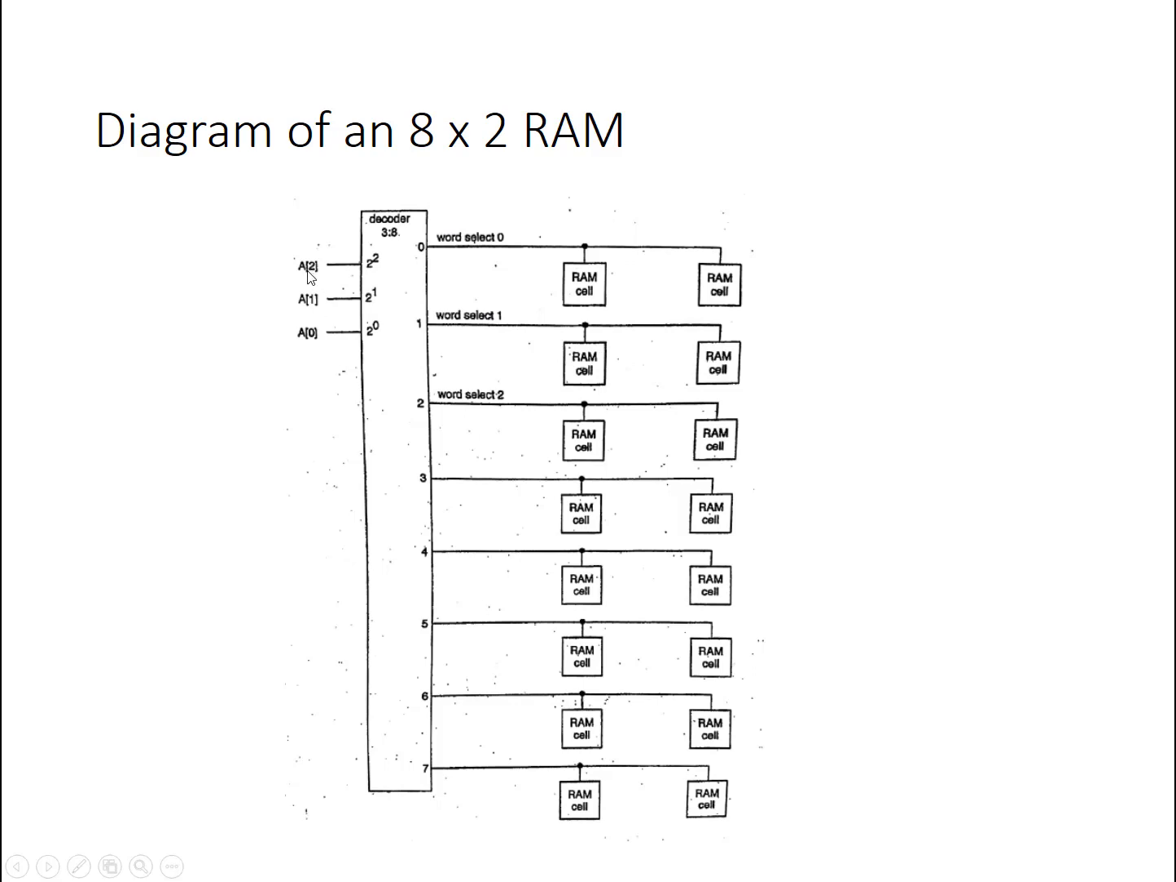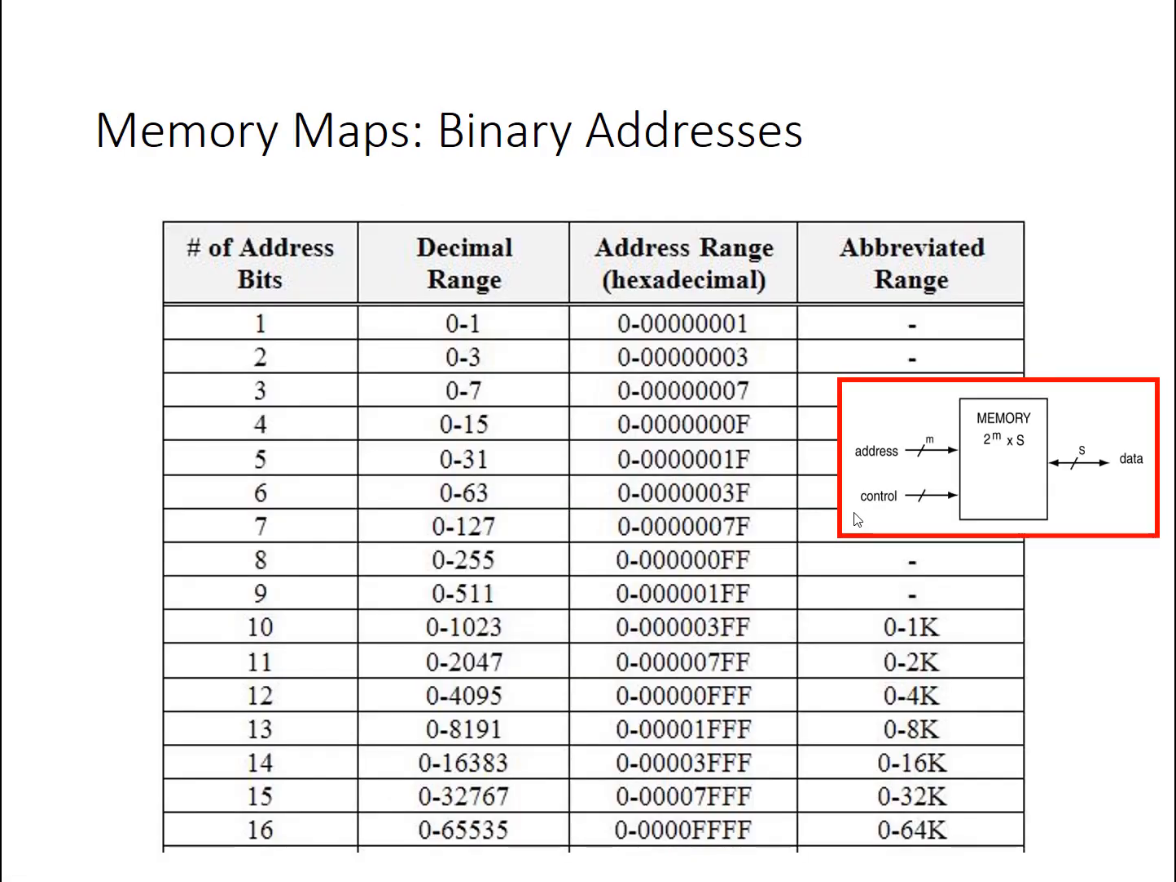So if my address is 2 (010), then I'm going to select this, in this case, the third row to either read or write from these particular RAM cells. Another important concept related to using memory are the memory maps.